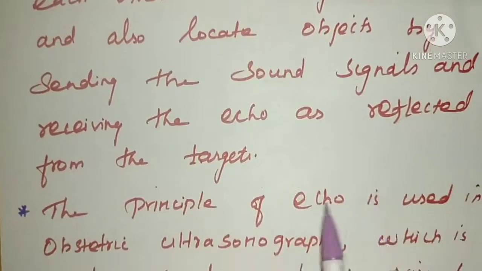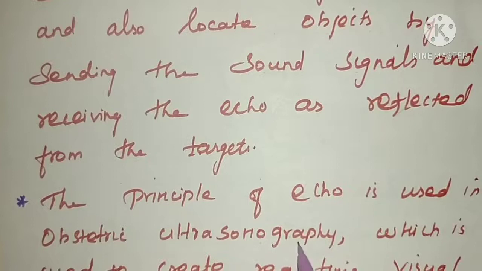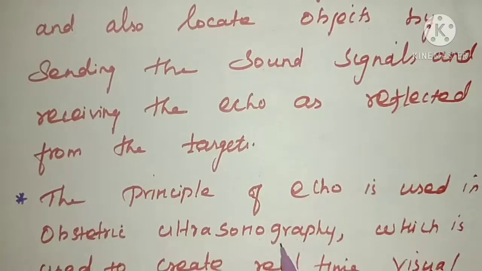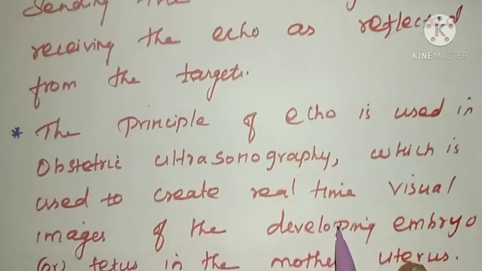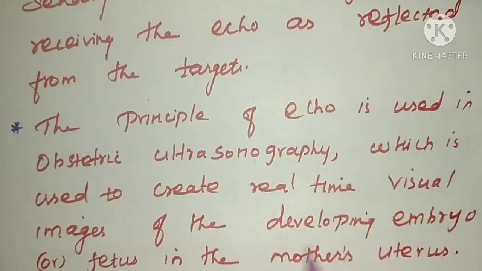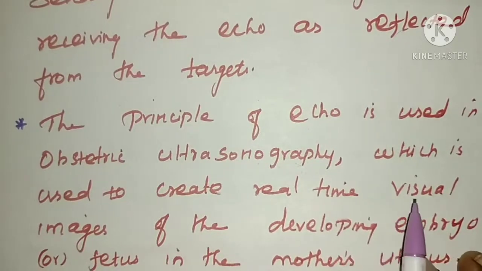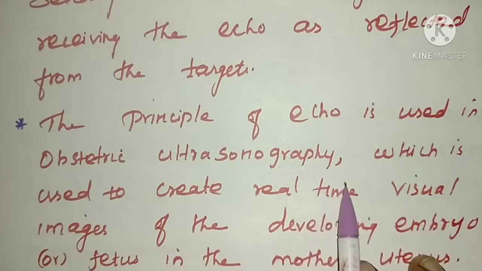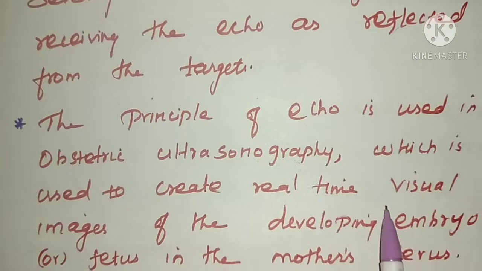And the second one is that echo is used in obstetric ultrasonography. It is used in the medical field. What is the use of this ultrasonography? It is used to create real-time visual images of the developing embryo, that is called the fetus, in the mother's uterus. In a particular month, they take the ultrasonography to check how the baby is developing. It is a safe tool to identify the condition of a baby in the mother's uterus. Here also the same principle of echo is used.